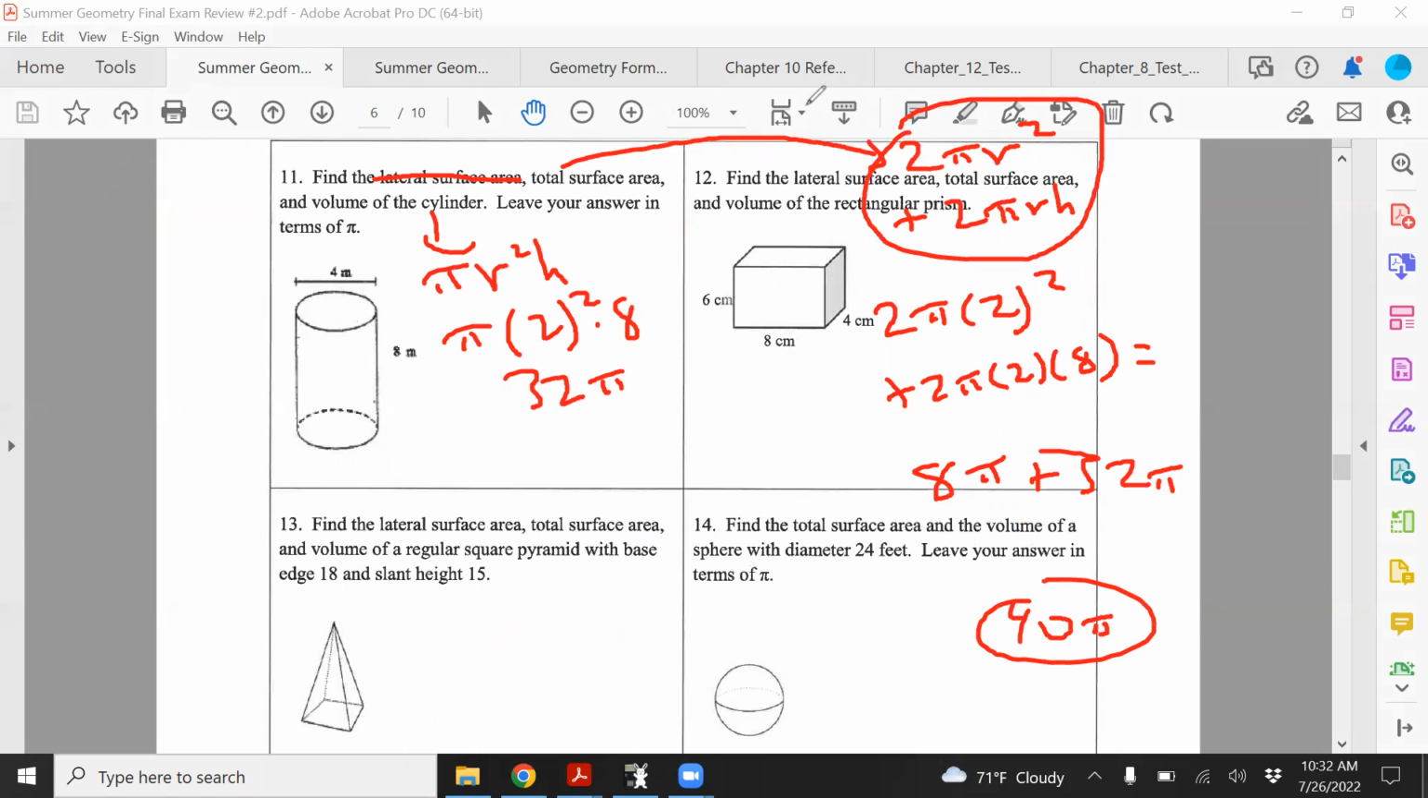For 12, don't worry about lateral surface area. Total surface area, really easy. You have 6 faces. You have 8 times 4 twice, plus 4 times 6 twice, plus 8 times 6 twice.